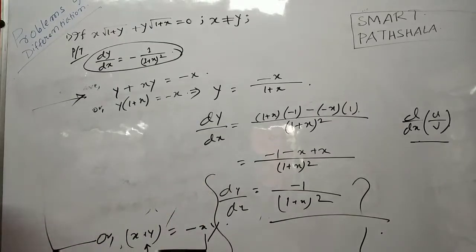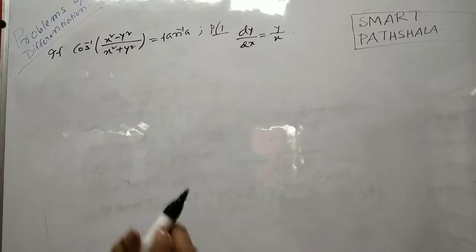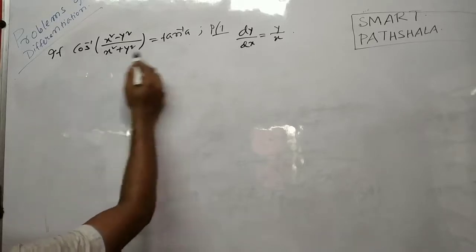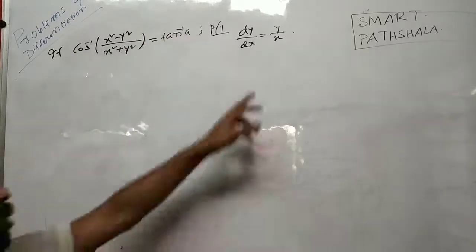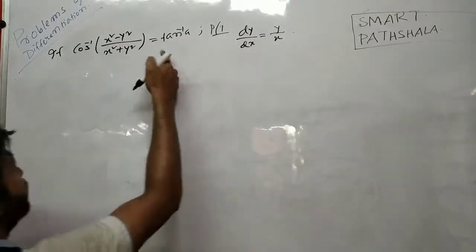Let's see the next problem. Okay, so in this problem, we have been given one trigonometric equation, and we have to prove that dy/dx is equal to y by x, right? Now let's start from the given condition.